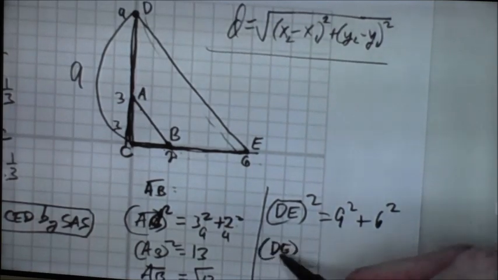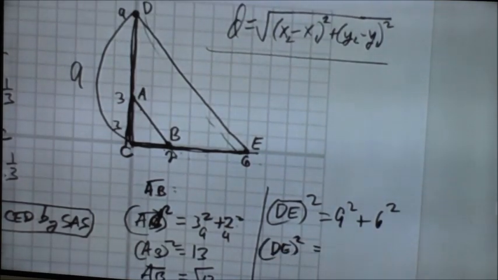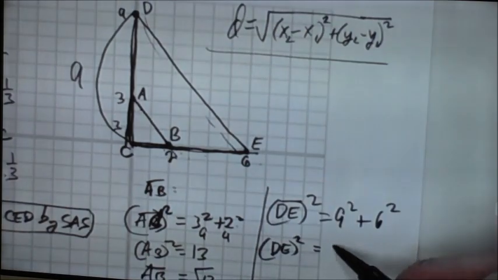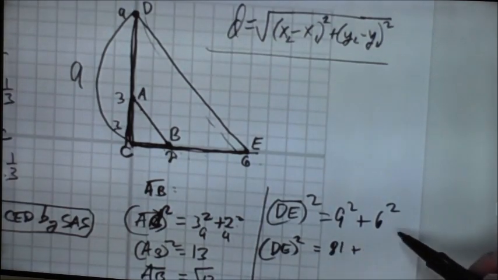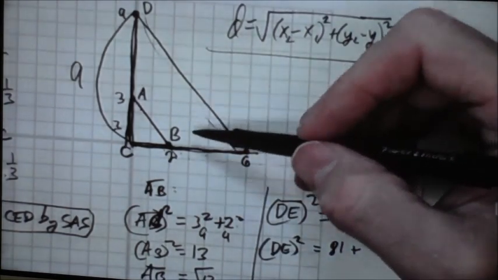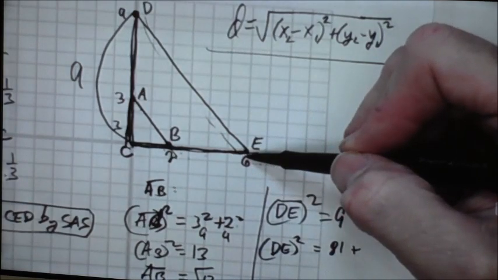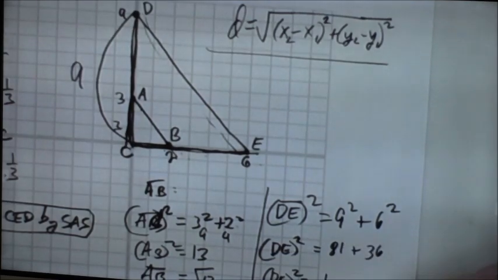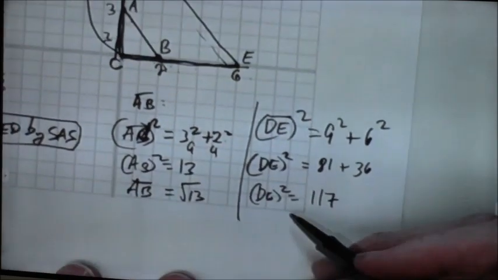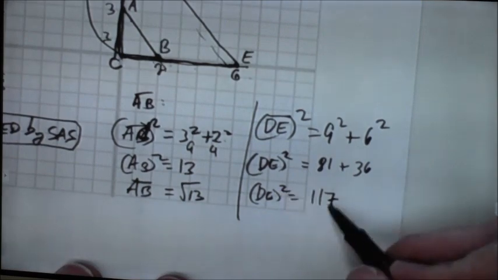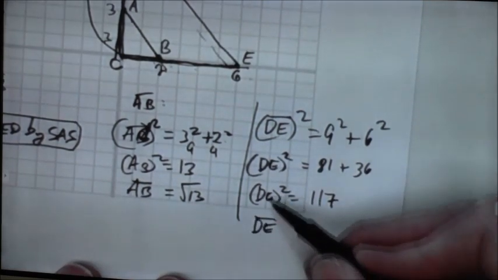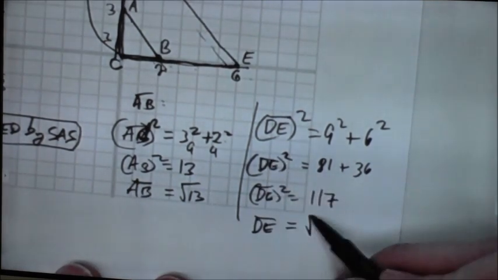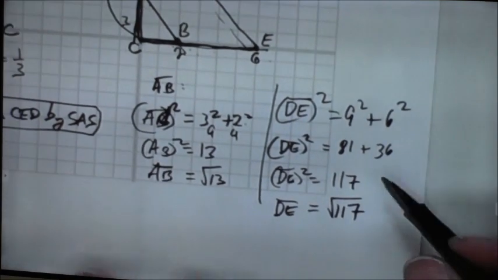So DE squared, okay. So 9 squared is 81. And 6 squared, let's see, 6 squared is 36. DE squared, so that's what, 117. I have a 117 here, let's take the square root. So the length of DE is the square root of 117.